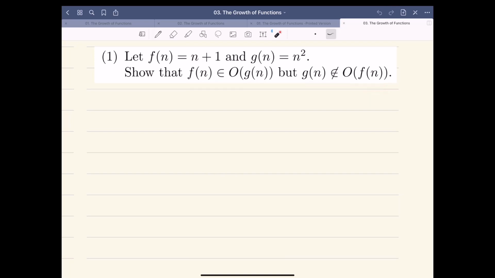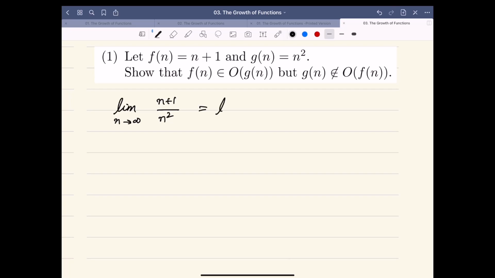But now if we want to use limits, then we can do it in one step, because limits can tell us that if f of n belongs to big O of g of n, then g of n is never big O of f of n. So let us find the limit. Now here we need to find the limit when n goes to infinity of n plus 1 over n squared.